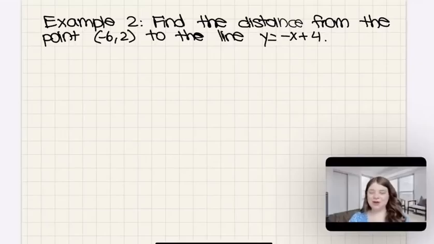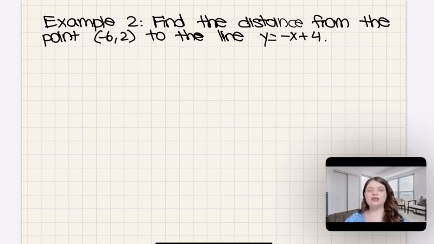Hello everyone, welcome back. Today we're going to do a second example of finding the distance from a point to a line. Recall from the last video that the distance from a point to a line is always the shortest distance from the point to the line, right? Because there could be many distances if we take a detour from point A to point B, but this is going to be about the shortest distance.